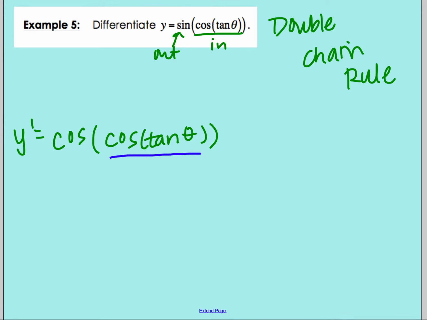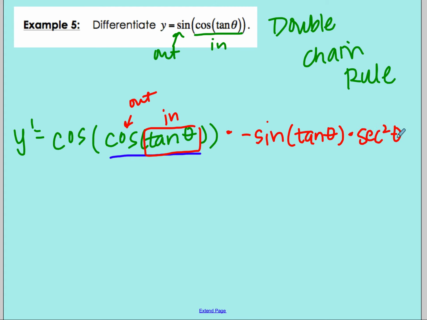So here's my inside. So now for this case, I need to figure out, well, who is the inside of this piece? Tangent. So this is my in, and then this is my out. Okay, so we're going to multiply it by the derivative of the inside, which is another chain rule. So derivative of cosine is negative sine with our original inside, so tangent of theta, times the derivative of the inside. Derivative of tangent is secant squared of theta.